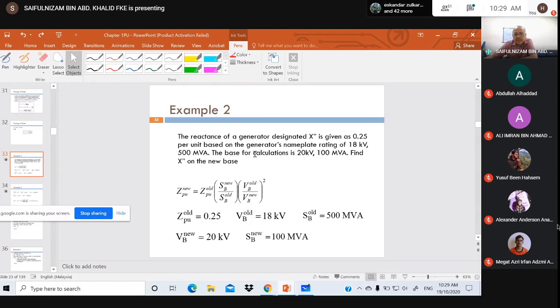The base for calculation is 20 kV. Now we choose a new base. So this is the new base, V base new, which is 20 kV. This is also the new base power. So this is the new base power, S base new, which is 100 MVA. Okay, find the subtransient reactance X double prime on the new base.